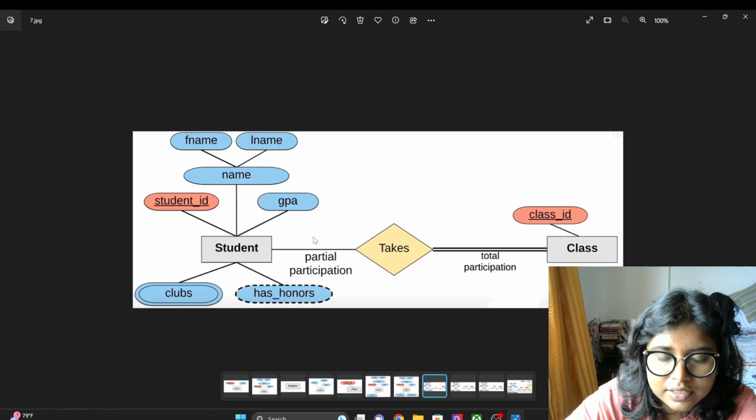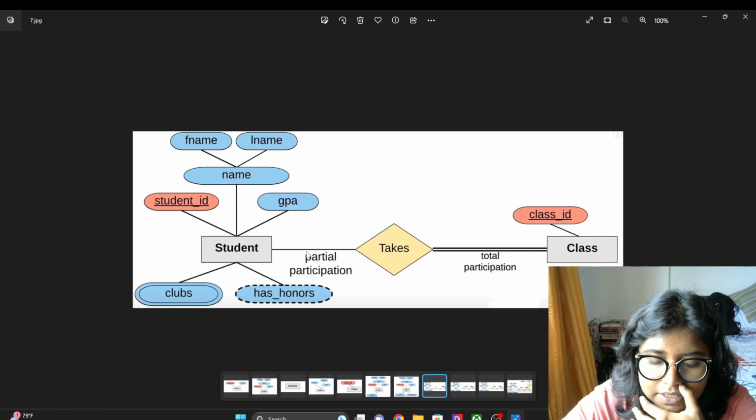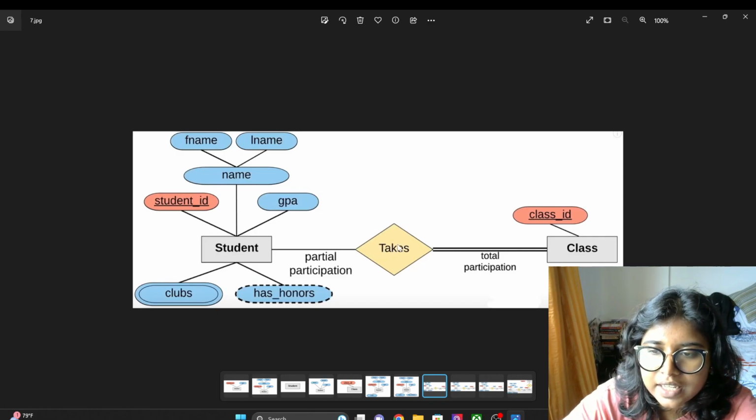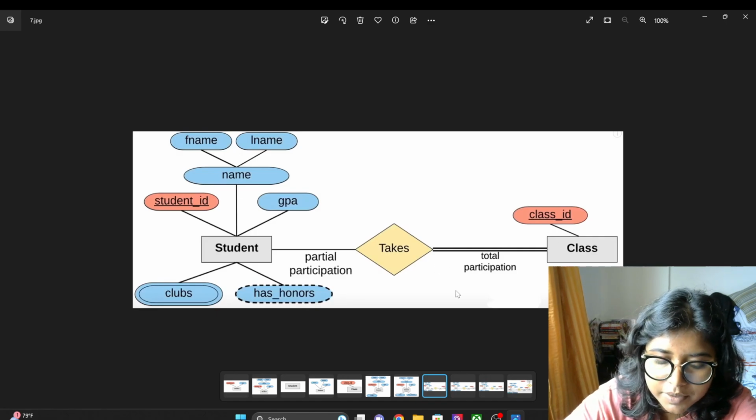Now there's something called total participation, which means that all the members must participate in the relationship. Partial participation stands for one line and total participation is for double line. So this basically shows that any student can take a particular class, which is partial participation, but once they take the class and they are assigned a class ID, that is total participation.